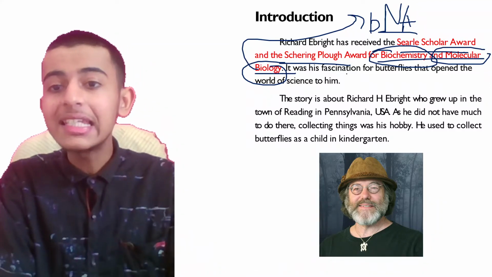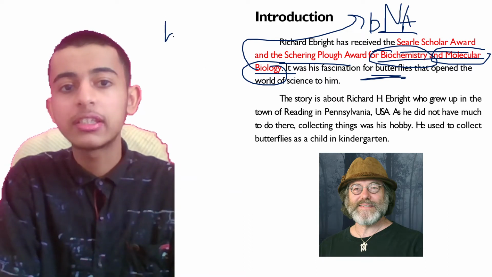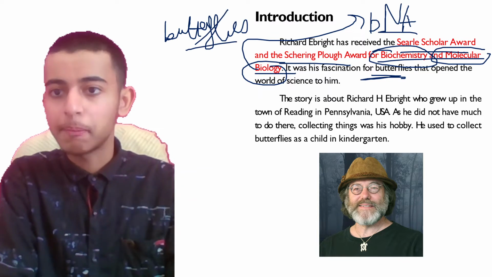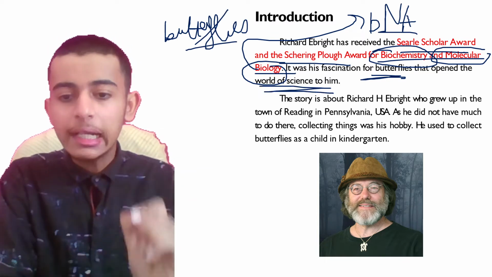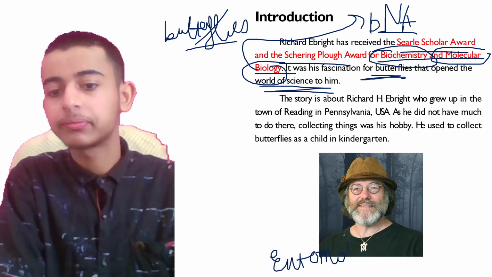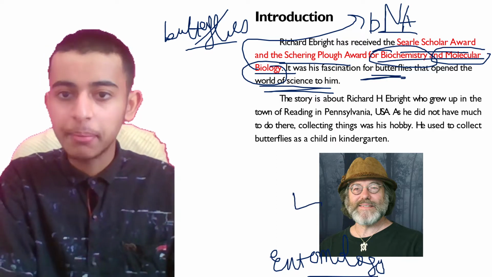It was a fascination for butterflies. So Richard Ebright liked butterflies a lot, guys. Remember that, that is going to be super important, and it opened the world of science to him. Remember, the study of insects is entomology. Remember this, and you can see the picture of Richard Ebright over here.